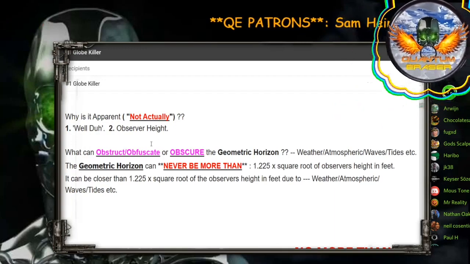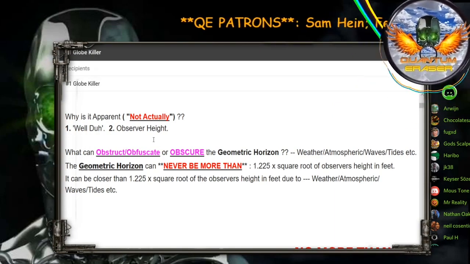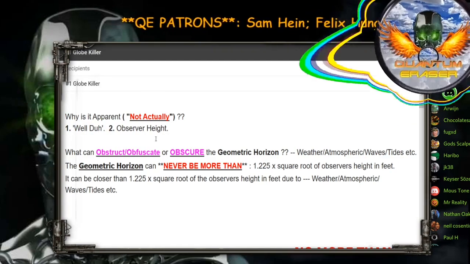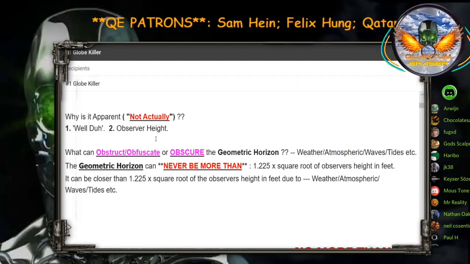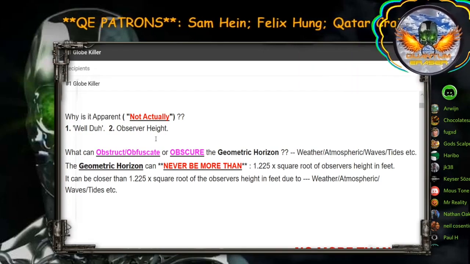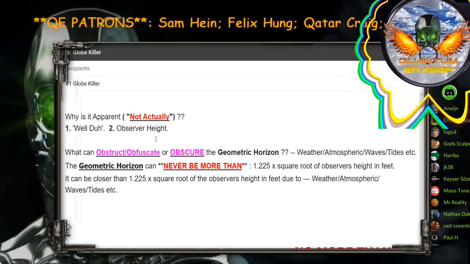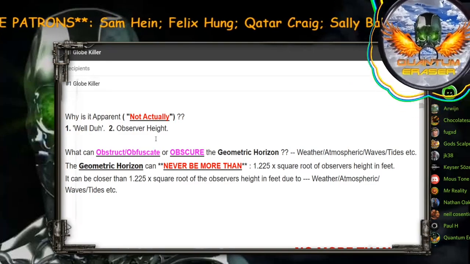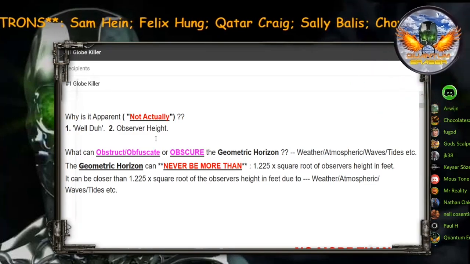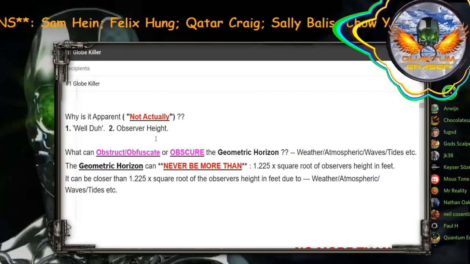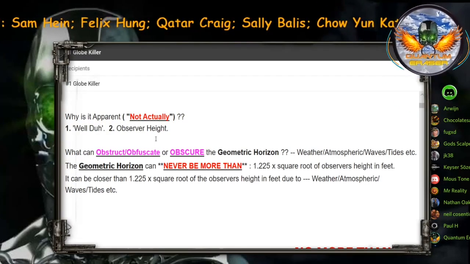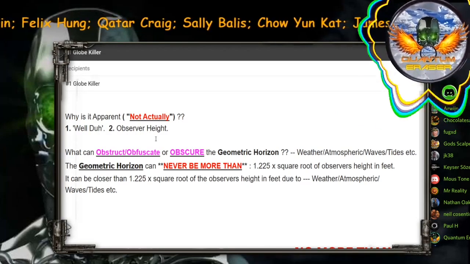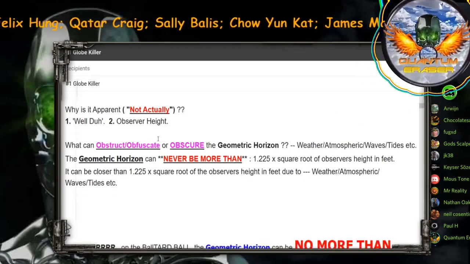Simple. What can obstruct or obscure the geometric horizon, you might ask? Weather, atmospheric conditions, waves, tides, etc. The geometric horizon, however, can never be more than, very important point, 1.225 times the square root of the observer's height in feet. It can be closer than that due to the conditions I just mentioned, but it can never be further.